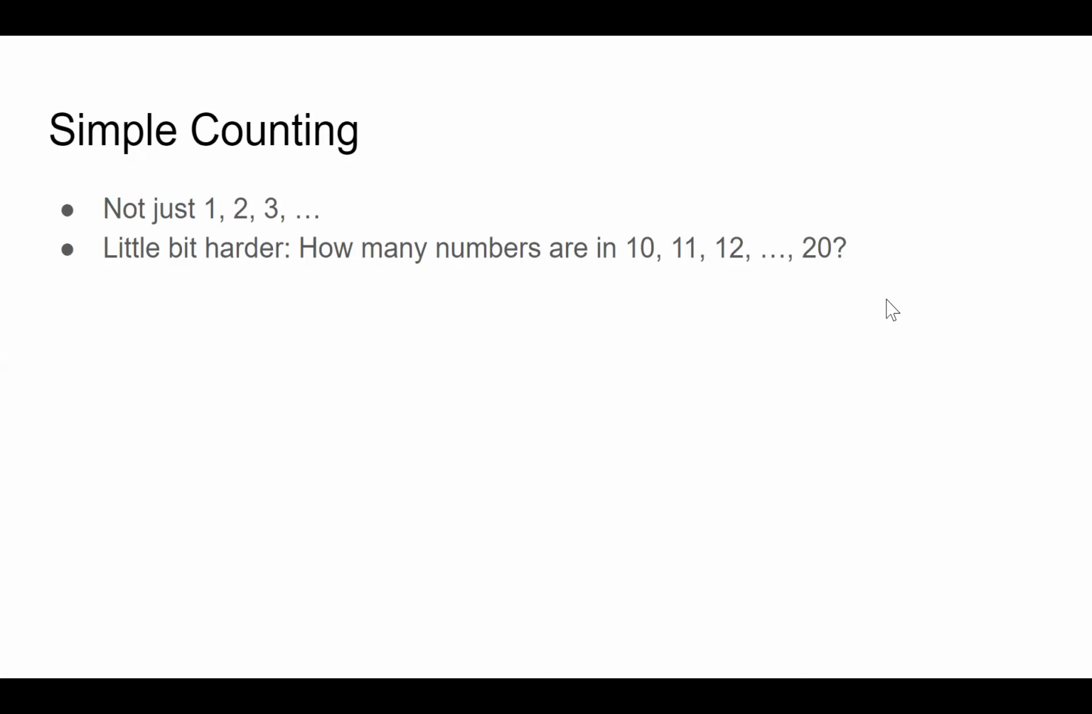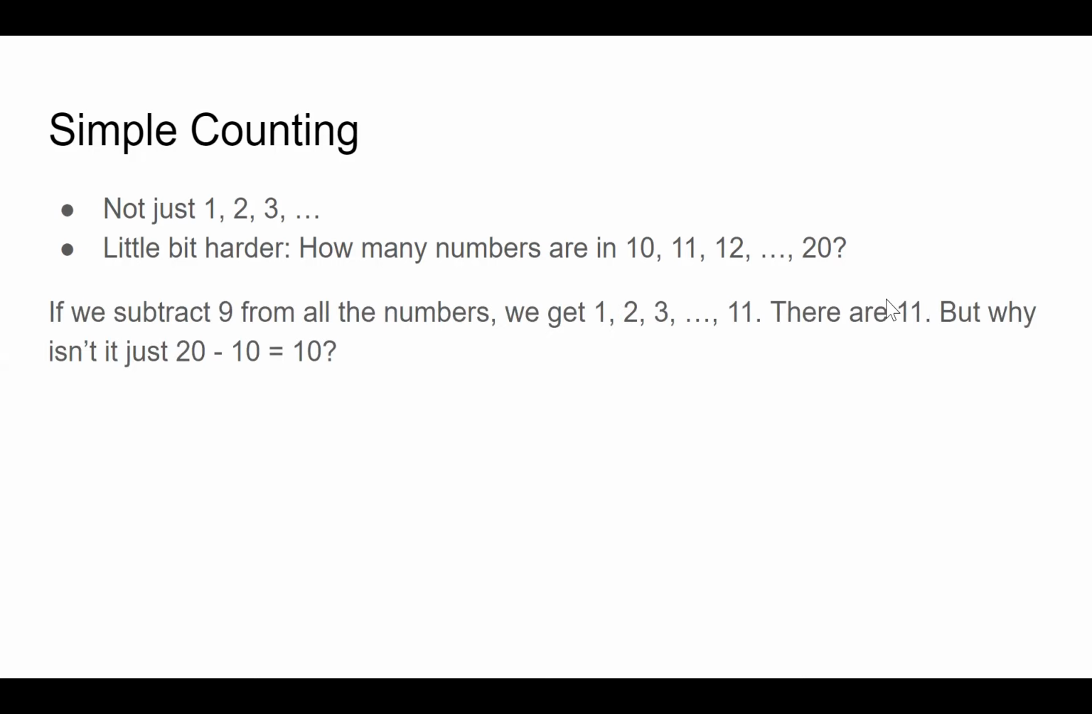Wait, I have a solution. Okay, so we subtract 9 from all the numbers, and we get that it's 1, 2, 3, all the way to 11. And those correspond. So there are actually 11 here. But a logical thing that you might do is 20 minus 10, and then you would get 10. But this actually turns out to be wrong.